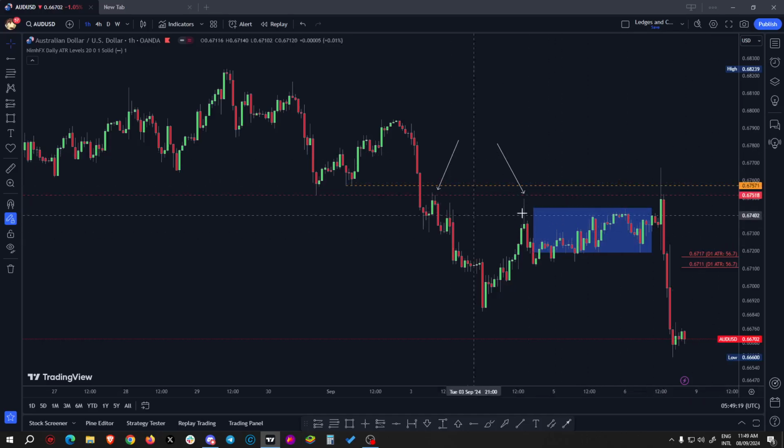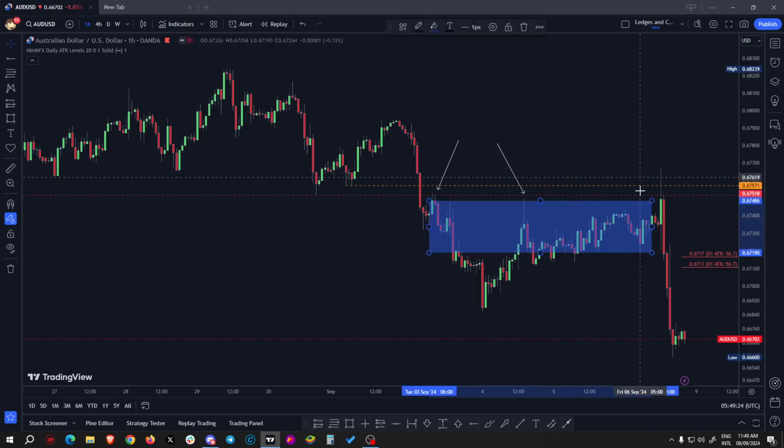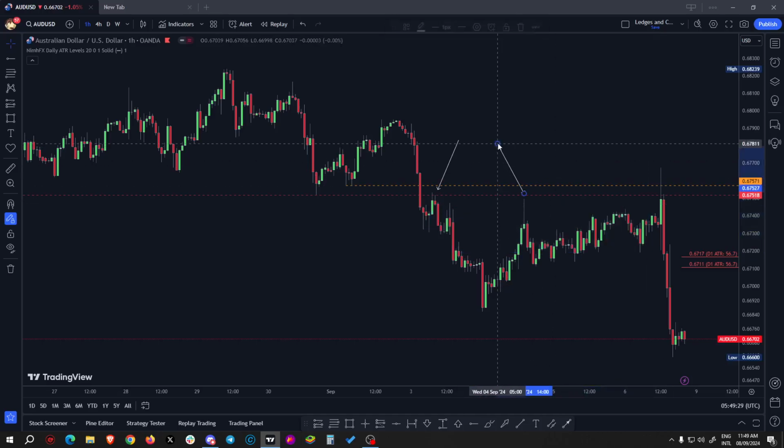There were so many warning signs that it could have built a key structure here and then just broken out to the upside. So that's the reason I didn't take this trade.